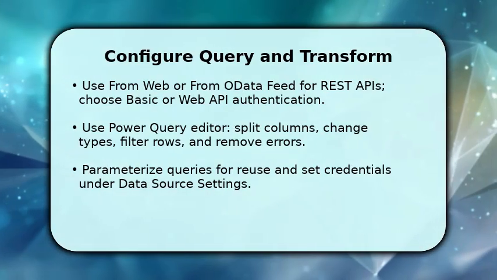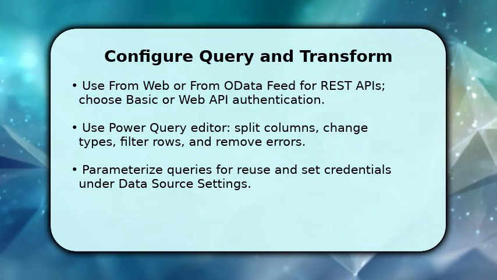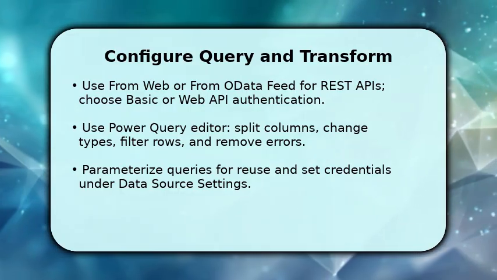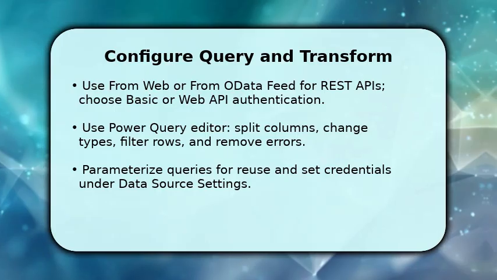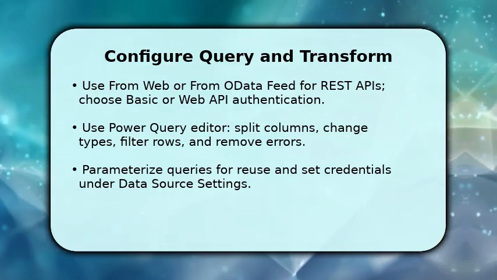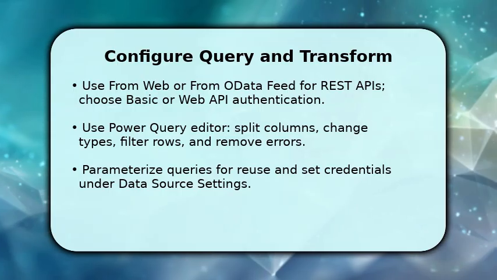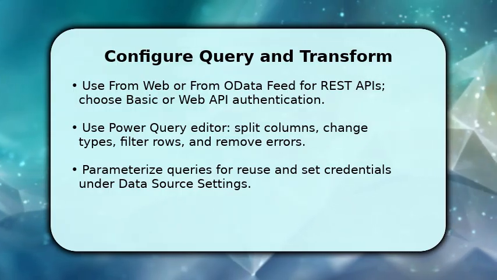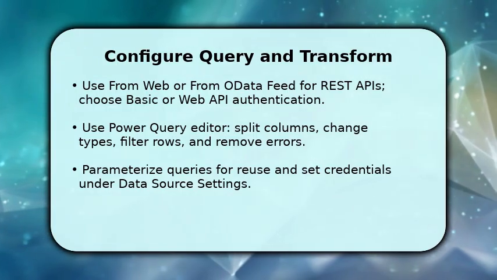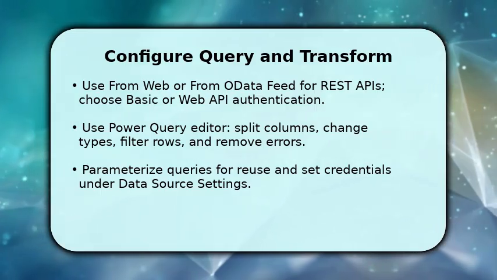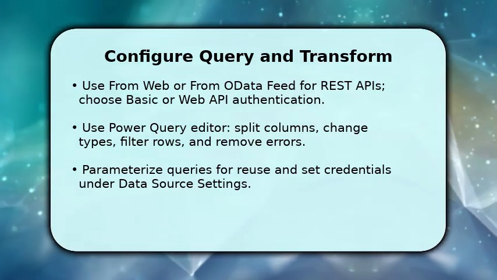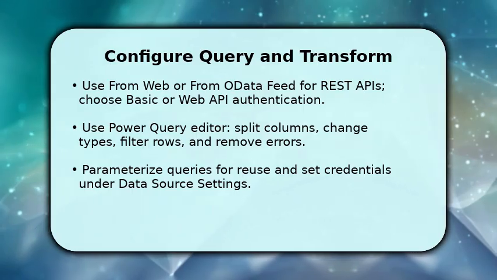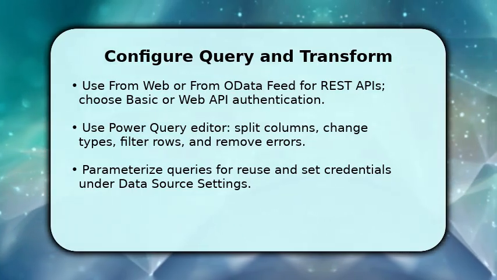Once connected, focus on shaping the data so it's usable. In Power Query, pick the appropriate connector, from Web for raw REST endpoints or from OData feed for structured feeds, and input authentication when prompted. Then transform, split columns, convert types, filter unwanted rows, and handle errors so refreshes don't fail. Use parameters for base URLs or keys to avoid editing queries later.